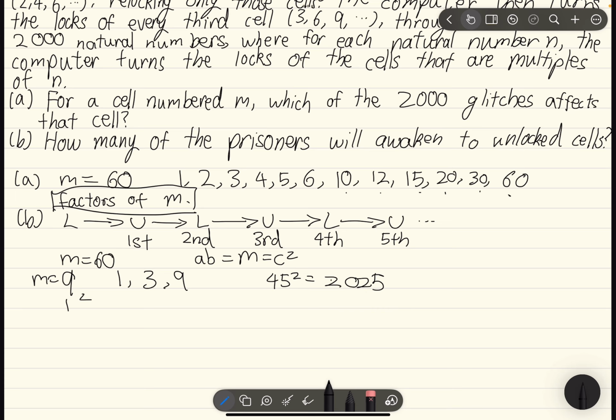So we have 1 squared to 44 squared. 44 squared is, I'm pretty sure, 1936 or something, but either way, it's smaller than 2,000. So we have 44 square numbers here from 1 to 2,000 inclusive. So 44 prisoners would awaken to unlock cells. So 44 is the answer.